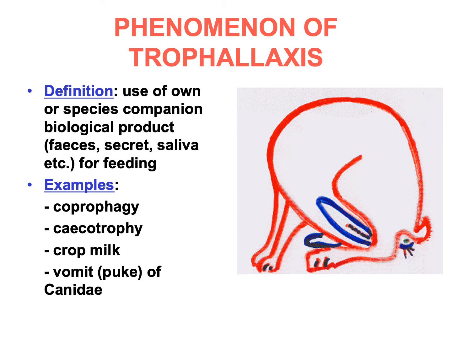It means that ants, when they use small lice and by tickling them, receive some milk-like secretion. This is like our cow keeping. This is not trophallaxis. Trophallaxis is the use of one's own or a species companion's biological product. The example is coprophagy.